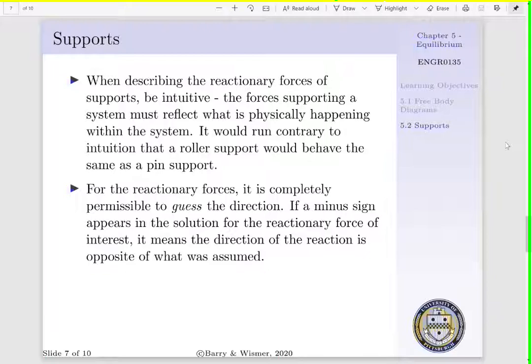However, you can guess the direction. It will not matter if you guess Rx to be in the negative x direction and Ry to be in the negative y direction. For, as you will see in Lecture 12, once we solve our equilibrium equations, a minus sign will be associated with that reactionary force. And recall, our reactionary force is a vector. The minus sign tells us that our direction needs to be flipped.